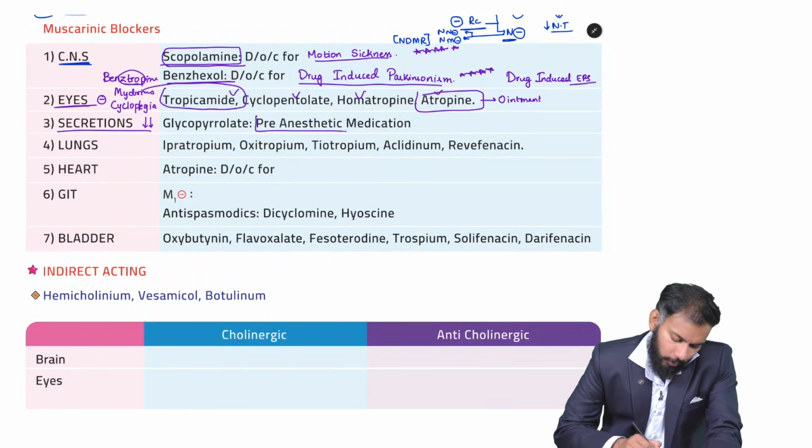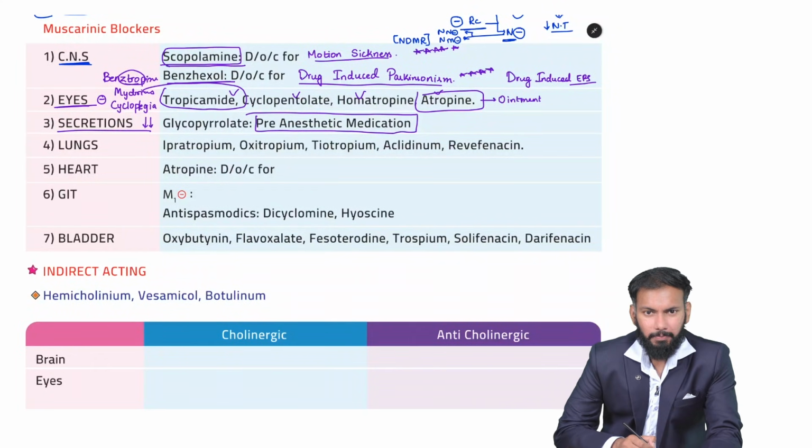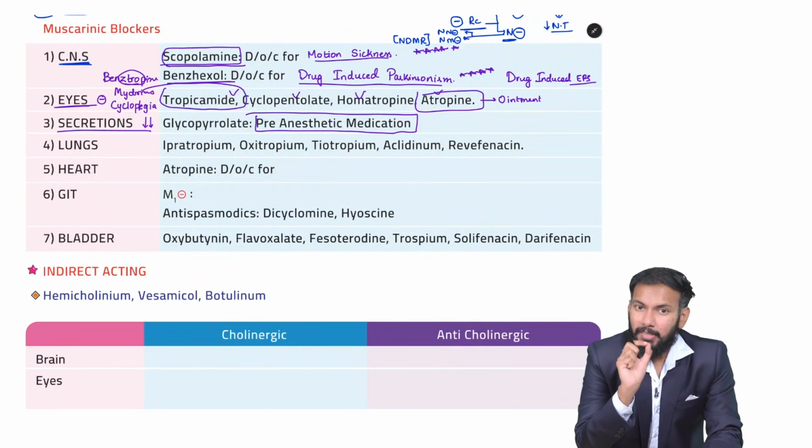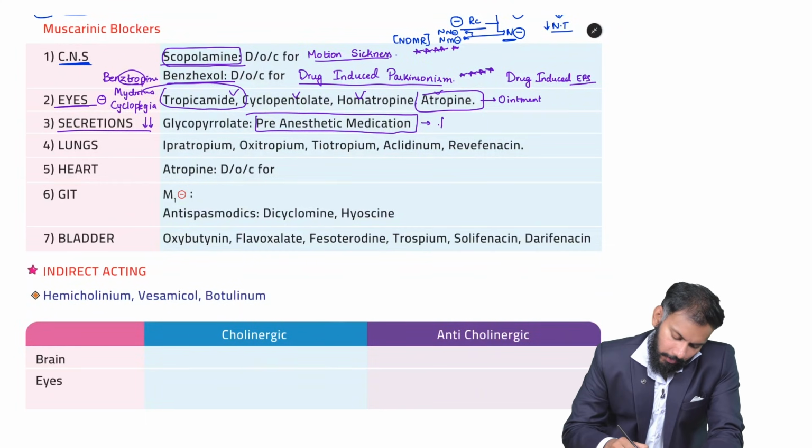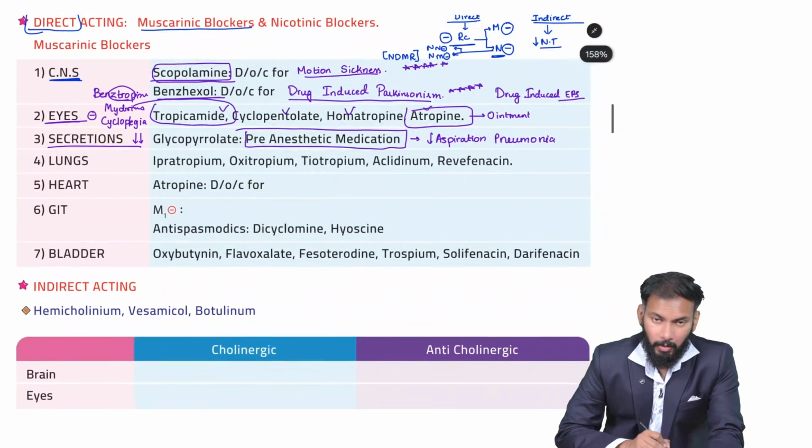So, they can be used as pre-anesthetic medication. Why? If the secretions are decreased, it will decrease the risk of aspiration pneumonia. That is why they are used in pre-anesthesia.